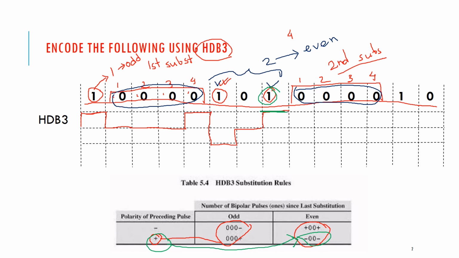My first 0 is going to be on the negative. My second 0 is going to be on 0. The third 0 is going to be on 0. The fourth 0 is going to be on the negative, and that ends my substitution. Then I get a 1, and this one's going to be on the positive. Then I got a 0, and this is going to go on 0 using regular AMI technique.